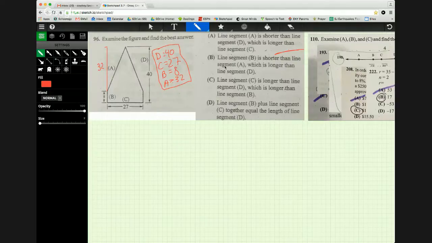So let's look at B. Line segment B is shorter than line segment A. Yeah, that's true. This B is definitely shorter than A. And is A longer than line segment D?